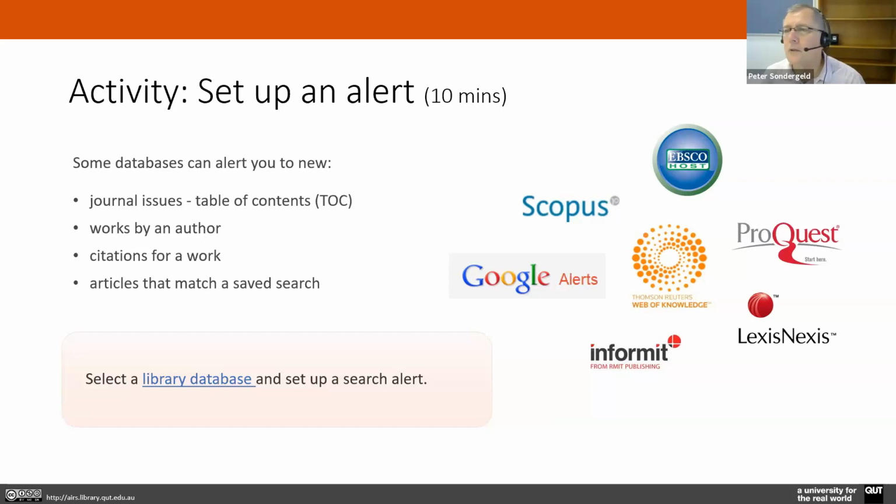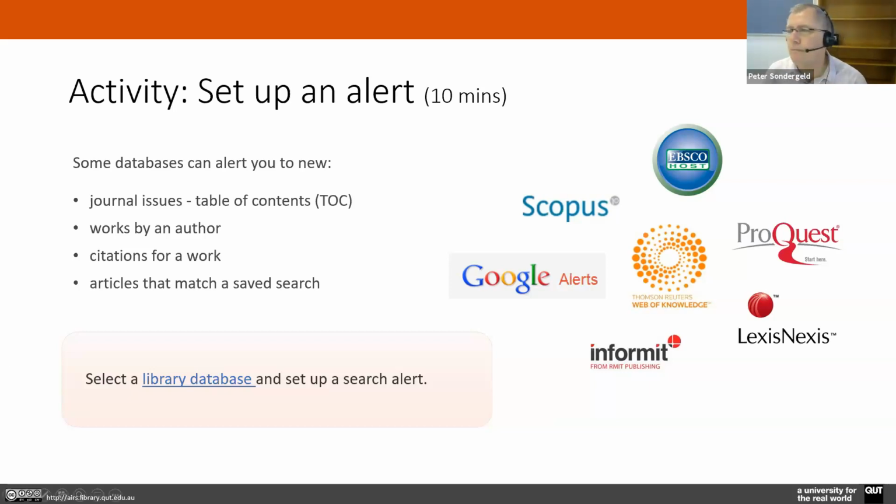Or you might use a database to set up a search that runs at some frequency, and then each time that search is run, you are alerted with the new search results. You could even use the database to keep up with just a single journal if that's what you prefer to do, but you could do that just as easily, or perhaps even easier, just by going to the publisher's website. So I'll go to that in a moment.